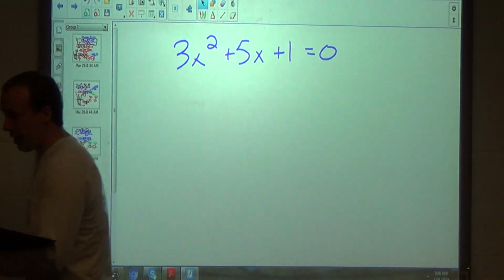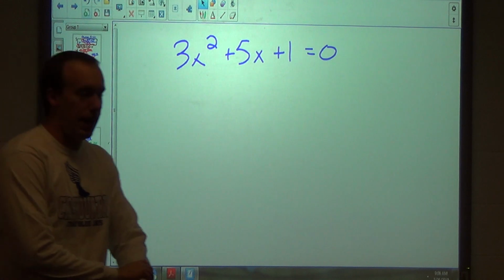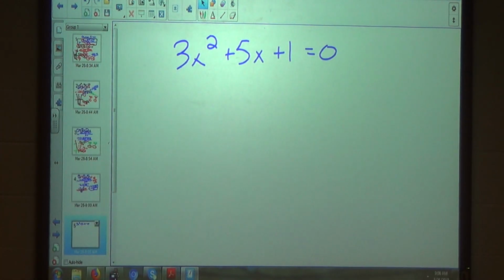Okay, use the quadratic formula. And again, this one isn't going to be nice. You're going to have a square root, and you're going to have to break it down. It's not a perfect square, but it can be broken down and simplified.